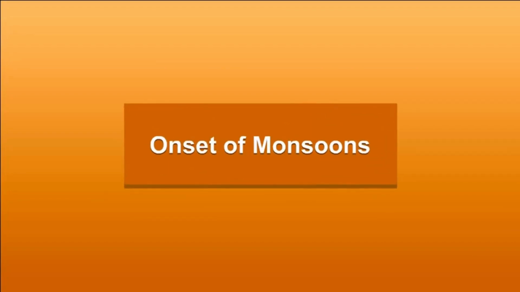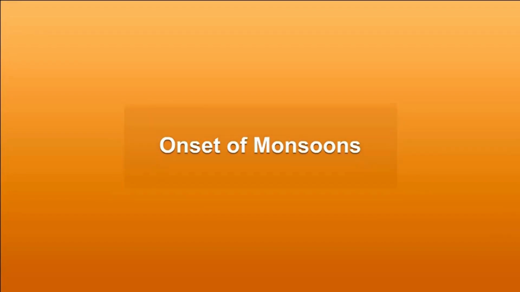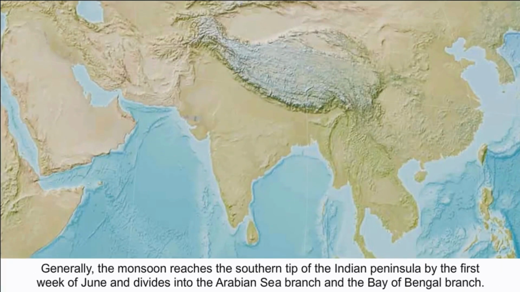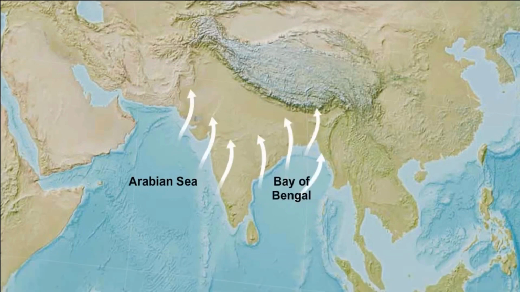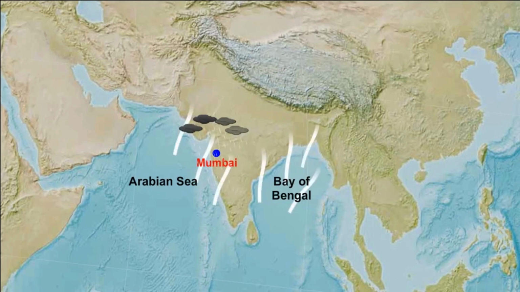Onset of monsoons. Generally, the monsoon reaches the southern tip of the Indian peninsula by the first week of June and divides into the Arabian Sea branch and the Bay of Bengal branch. The Arabian Sea branch moves north and reaches Mumbai by 10th of June. By mid-June, it reaches Saurashtra, Kutch and the central part of the country.